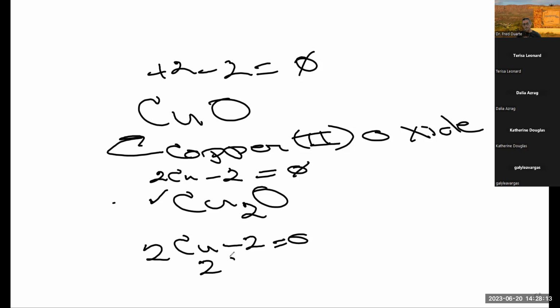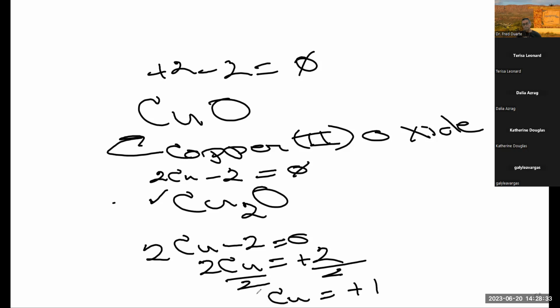So we got 2Cu equals +2, right? I put a +2 on the left and a +2 on the right. Okay. Then I divide through by 2. So copper is equal to +1, which makes sense. That means that I have two coppers here, and each one is a +1 to counter the -2 of the oxygen. Okay.